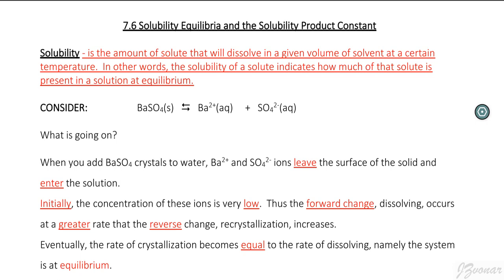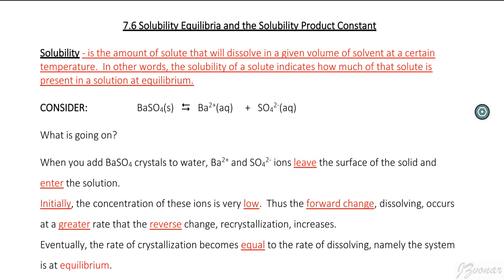Hi everyone. Today we're going to be looking at section 7.6. We're going to break this up into two videos just due to the fact there's quite a few different variations to these calculations and problems. So we're going to look at solubility equilibrium and the solubility product constant.